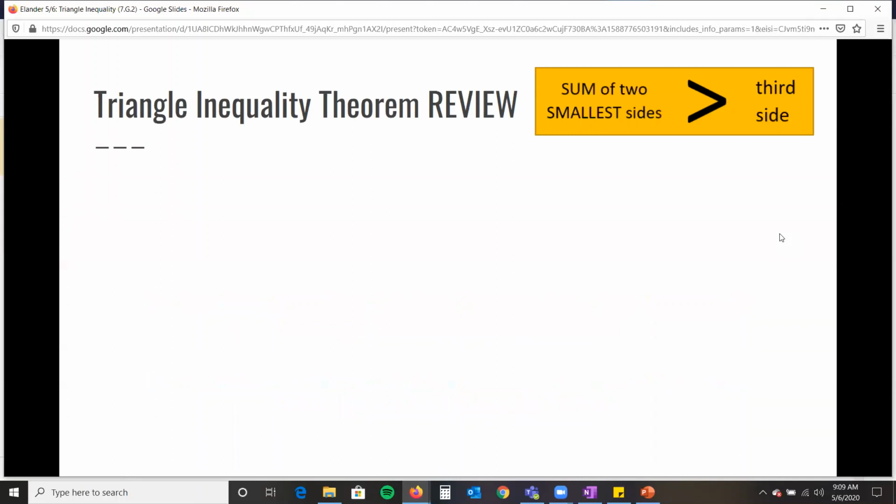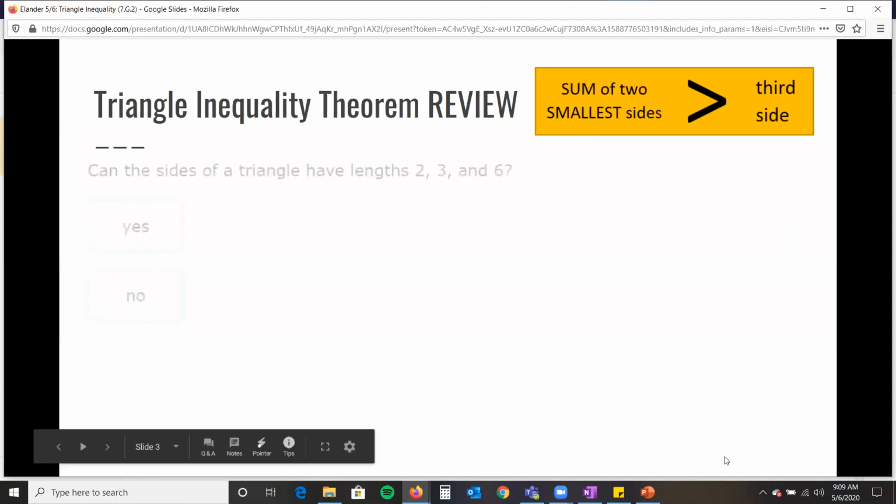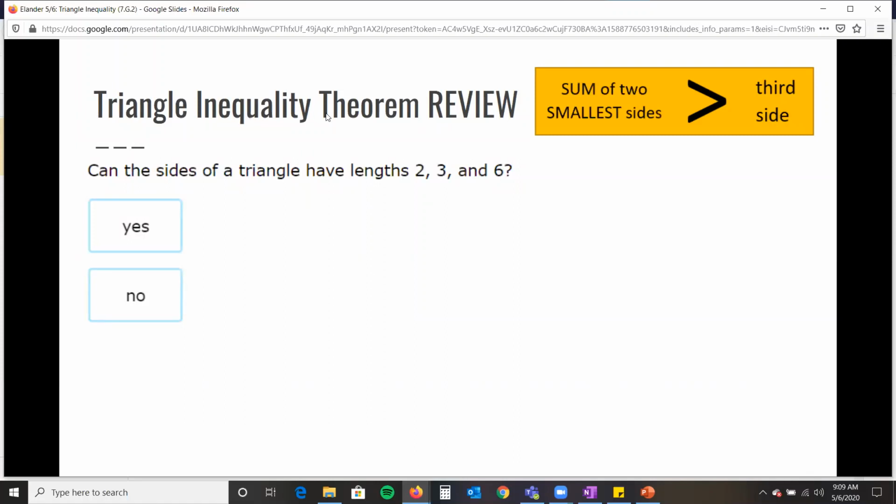All right, so the first thing, just a quick reminder of what we talked about yesterday, right? We said that the sum, and this is the triangle inequality theorem, okay? And this basically says that the sum of the 2 smallest sides of a triangle is going to be greater than the third side of a triangle. Okay, I'll say that one more time. So the sum of the 2 smaller sides of a triangle should be greater than the third side of a triangle.